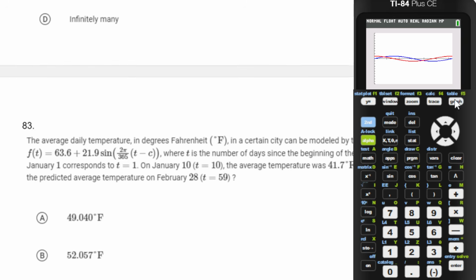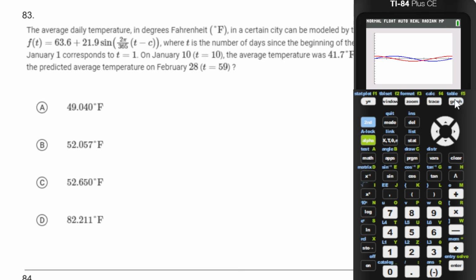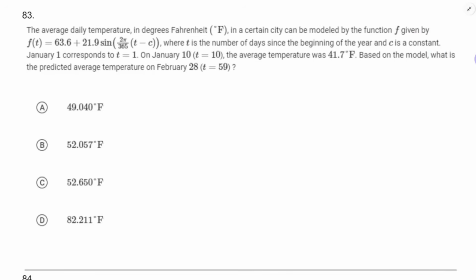Oh, goodness. All right. Now, average daily temperature in degrees Fahrenheit in a certain city can be modeled by function f given by that business. Okay, c is a constant. January 1 corresponds to t equals 1. All right, at t equals 10, the average temperature was 41.7. Based on the model, what was the predicted average temperature on February 28th? Okay, so really what we need to do is find the value of c.